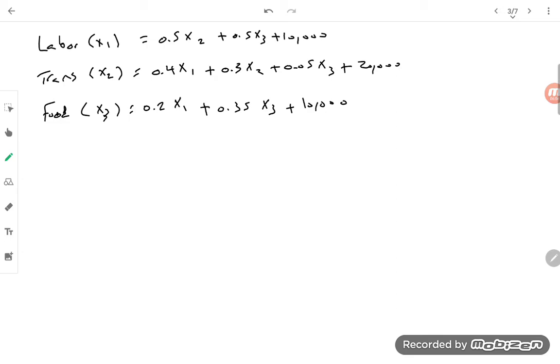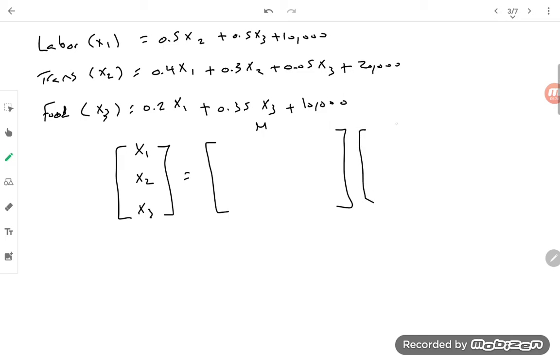So we can write this equation as vector x and a matrix related to intermediate products, which is M, for example, and vector x once again, plus the final demand, which is D.